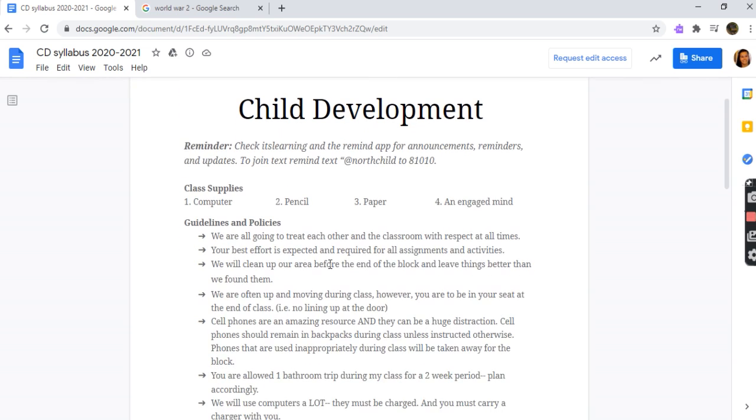Class supplies: computer, pencil, paper, and engaged mind. Guidelines and policies. We are all going to treat each other in the classroom with respect at all times. You have to respect people at all times. You always have to be nice no matter what. If you're having a bad day, just be nice. Take it easy on yourself. You are required to be nice at all times.